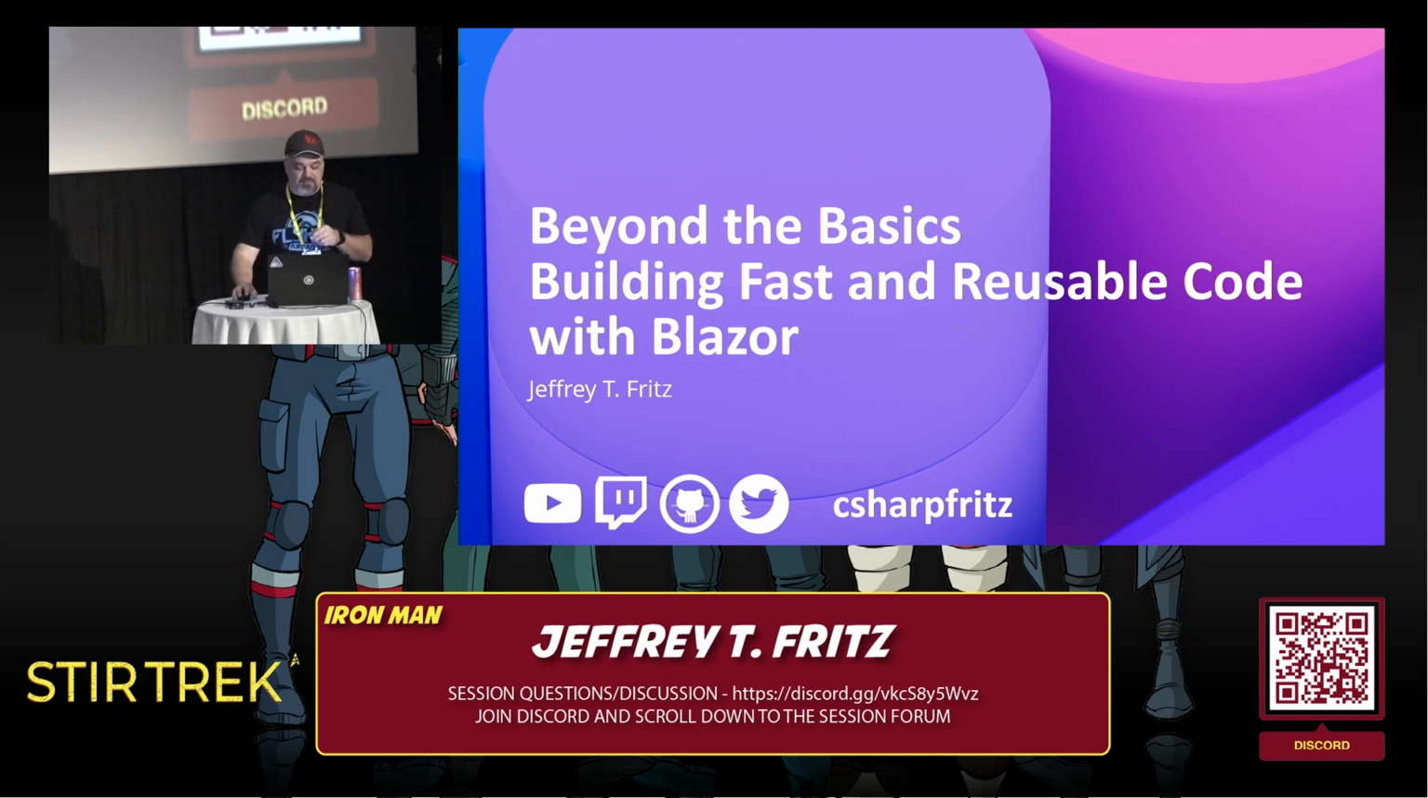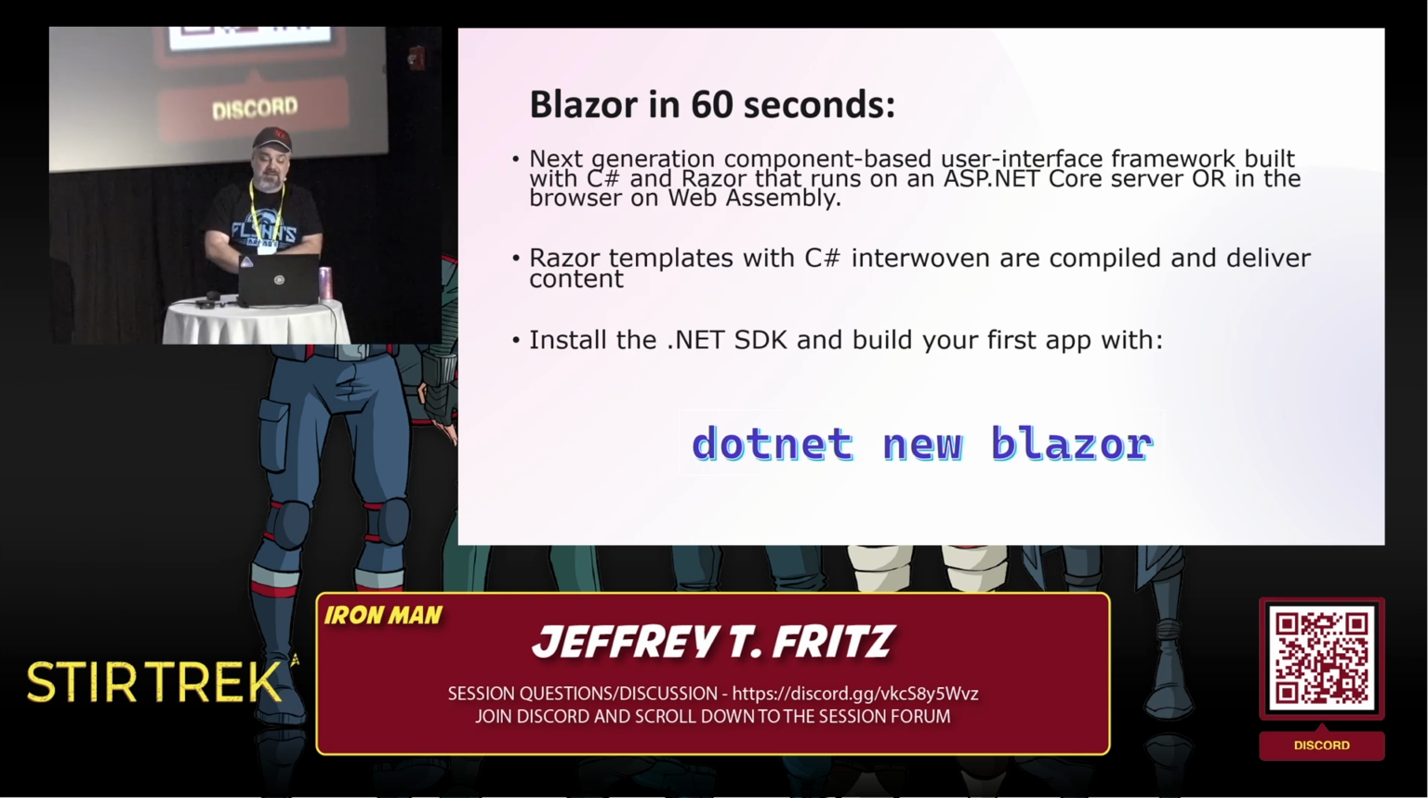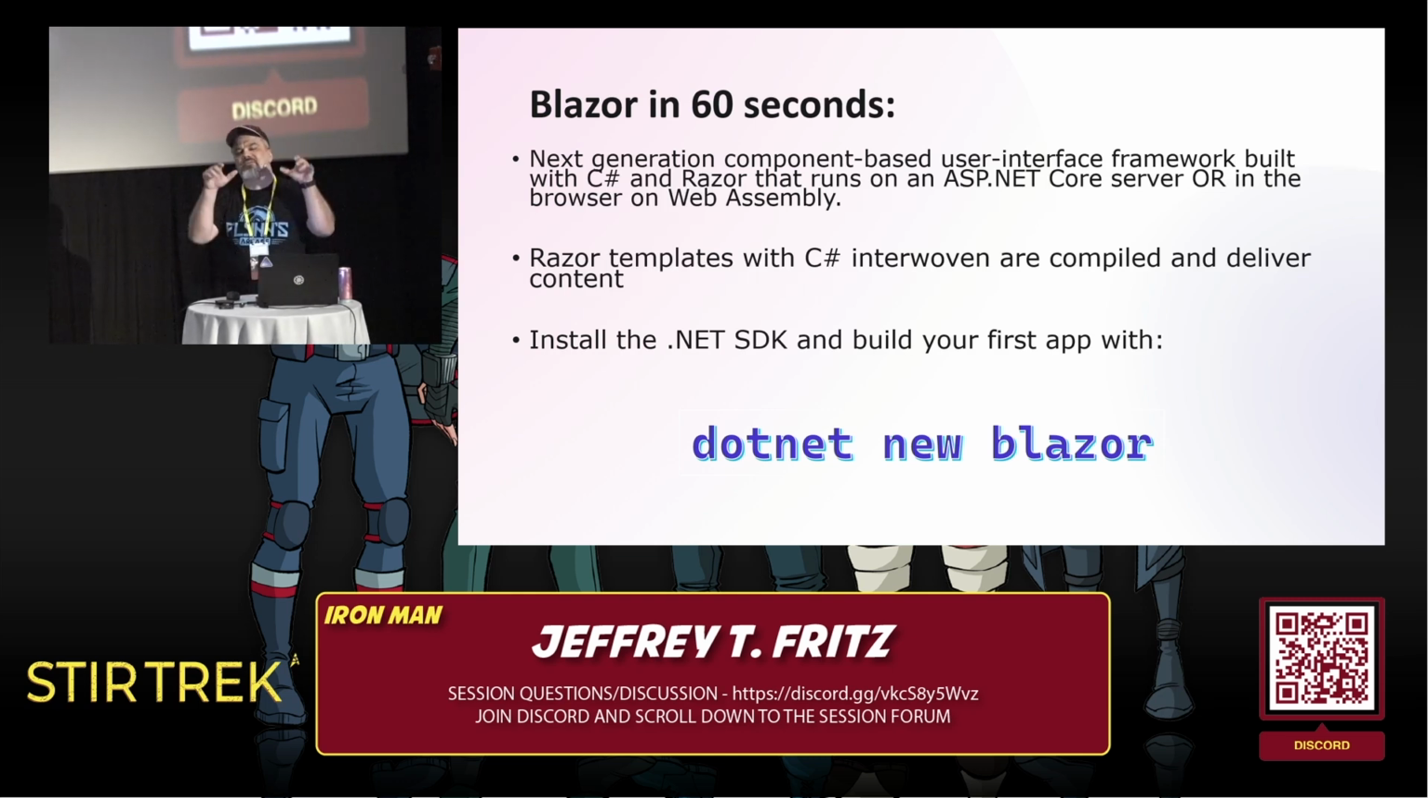Now, for those of you that haven't worked with Blazor, because this is a little bit more of an intermediate topic, in 60 seconds: Blazor is a next-generation component-based user interface framework built with C# and Razor that runs on an ASP.NET Core server or in the browser using WebAssembly. So this means you can use Razor templates, that's HTML mixed with C#, to compile and deliver content. That's really powerful, right? That's kind of a metaphor that we've been using for years and years to build and develop web content. We're going to take our programming language and interweave it with HTML, and that's going to render and deliver content.